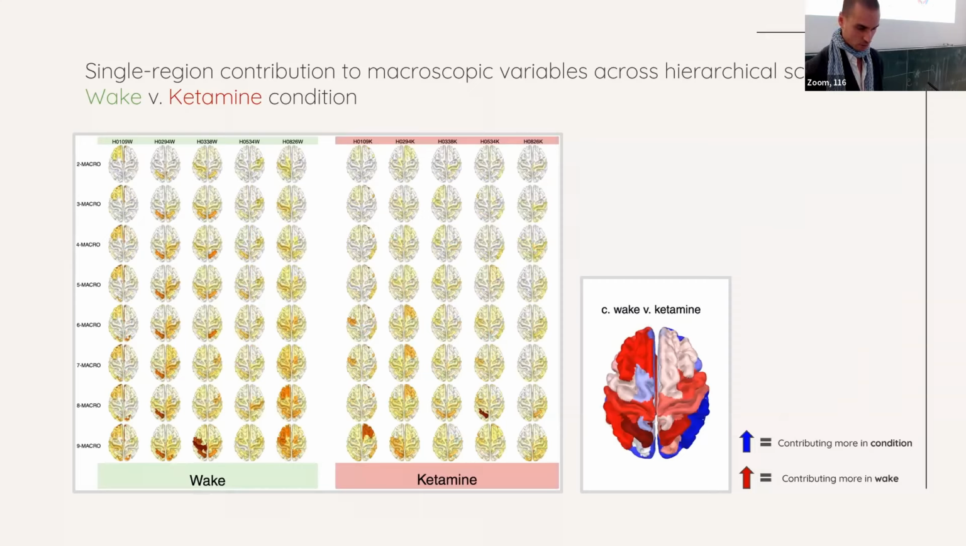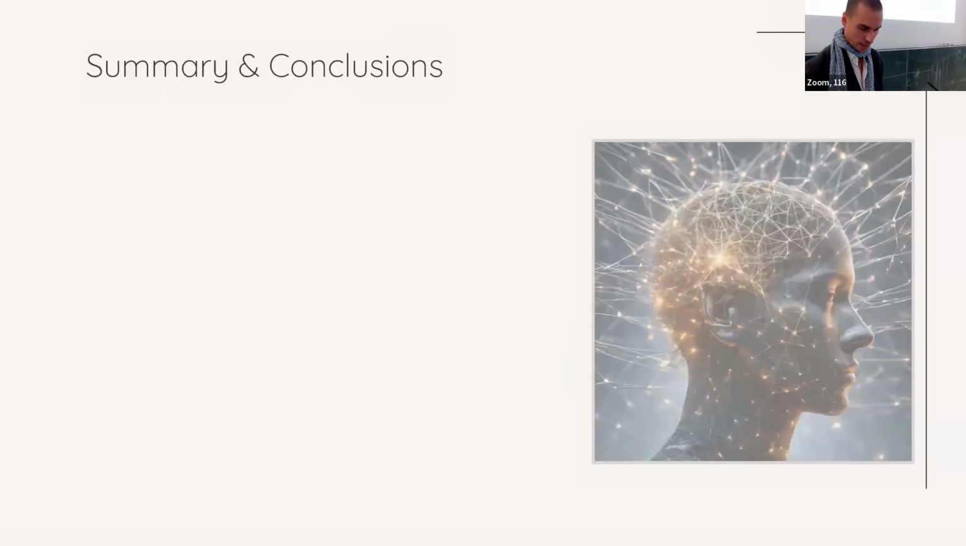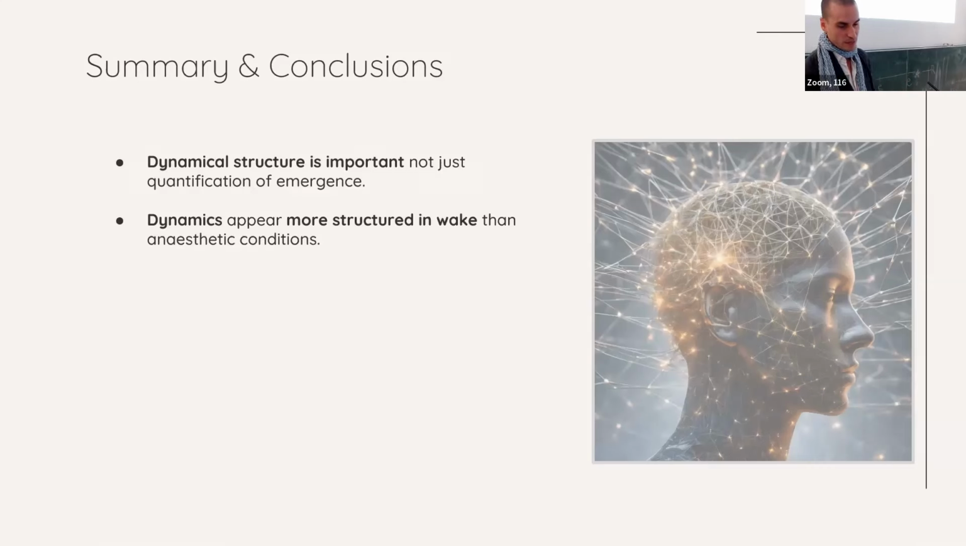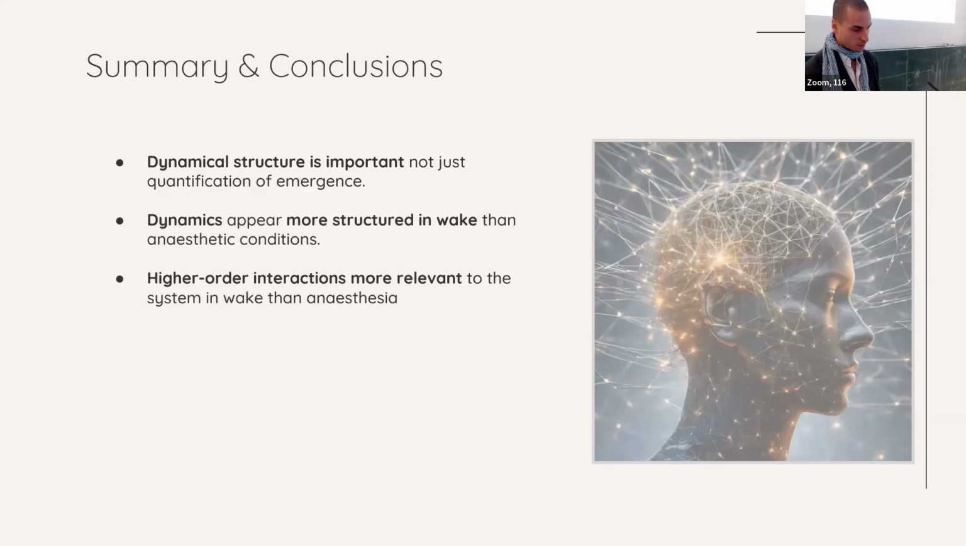So as much as I would like to linger on this, because I kind of like that this is an inconclusive result, I would like to get onto something else. The summary really is that dynamical structure is important, and not just quantifying the degree of emergence, because that doesn't get at the underlying fundamental structure that underlies states of consciousness. We see that even though there are lower levels of emergence based on the dynamical independence framework in wake and ketamine, there is much more structure on those higher order scales. And I think that's quite important.